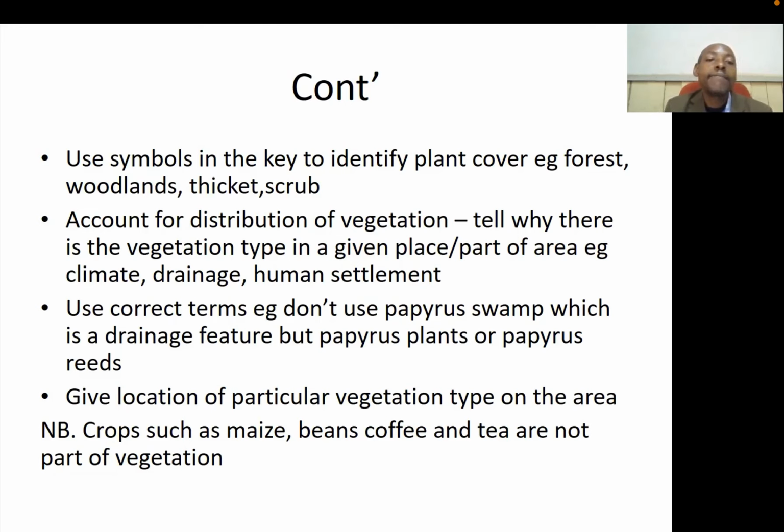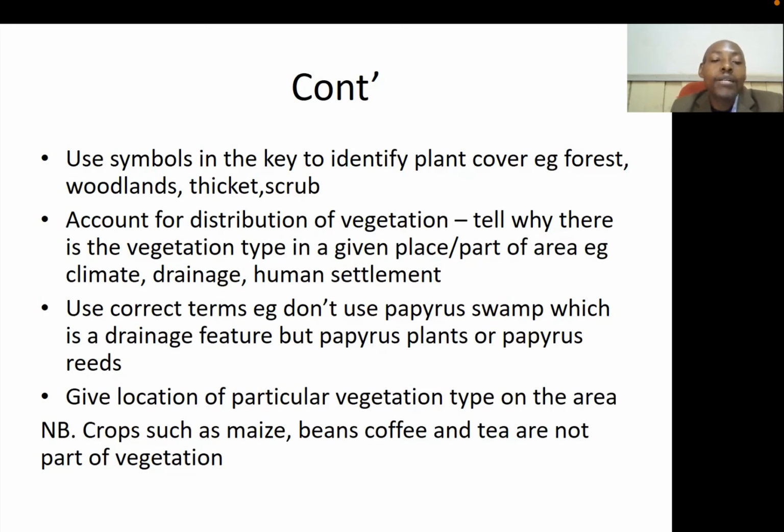So I use these symbols to identify the vegetation cover in the area. Then when we are describing vegetation, account for the distribution of vegetation. For instance, tell where the vegetation type is found in a given part of the area, and also try to relate the vegetation with climate, with the drainage, and human settlement. Use correct terms. For example, don't use papyrus swamp, which is a drainage feature, but instead use papyrus plants or papyrus reeds. Then give location of a particular vegetation type on the area.